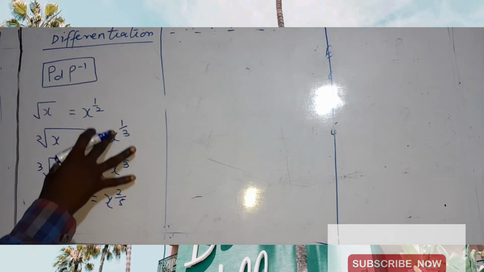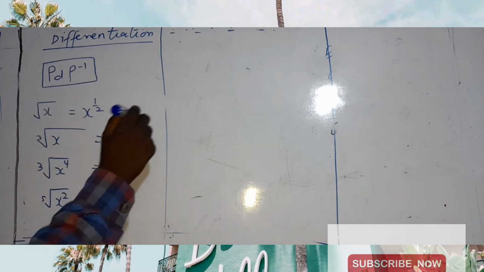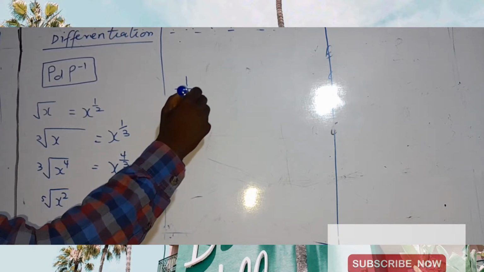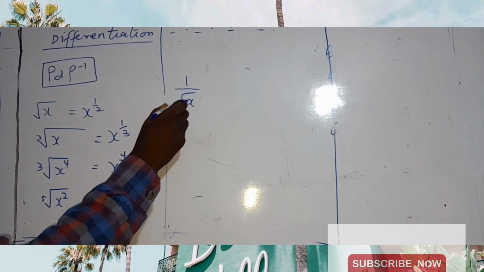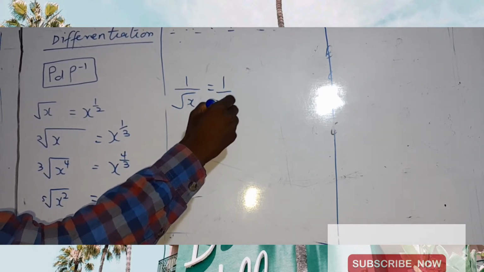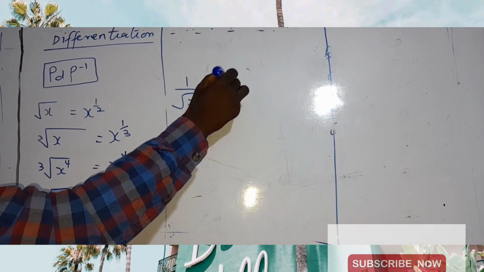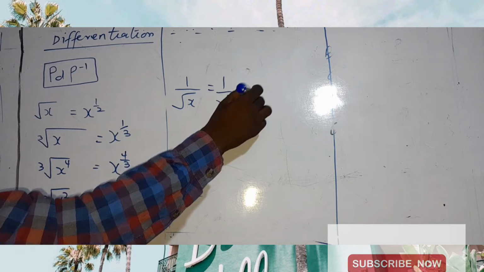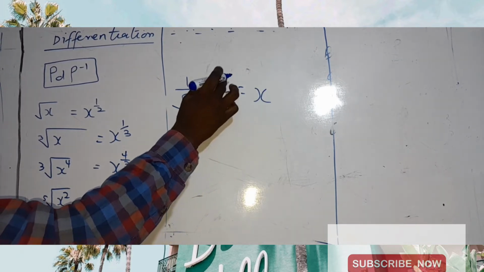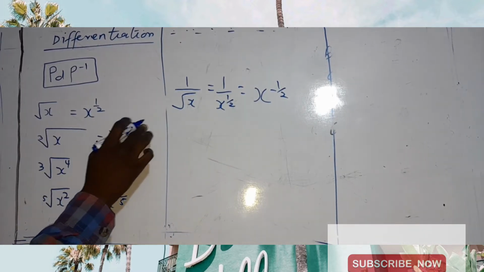If you're able to express this, there's one more thing you have to know. What if we have 1 over the square root of x? We know the square root of x is the same as x to the power 1 over 2. But because there is 1 at the top, you make the inverse of it. To move it from the denominator, it's going to give you x raised to the power minus 1 over 2. The inverse gives you a negative.